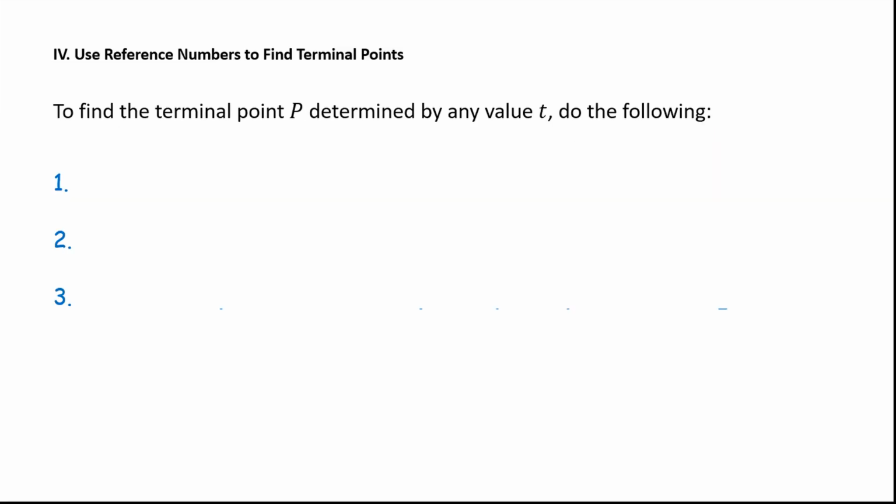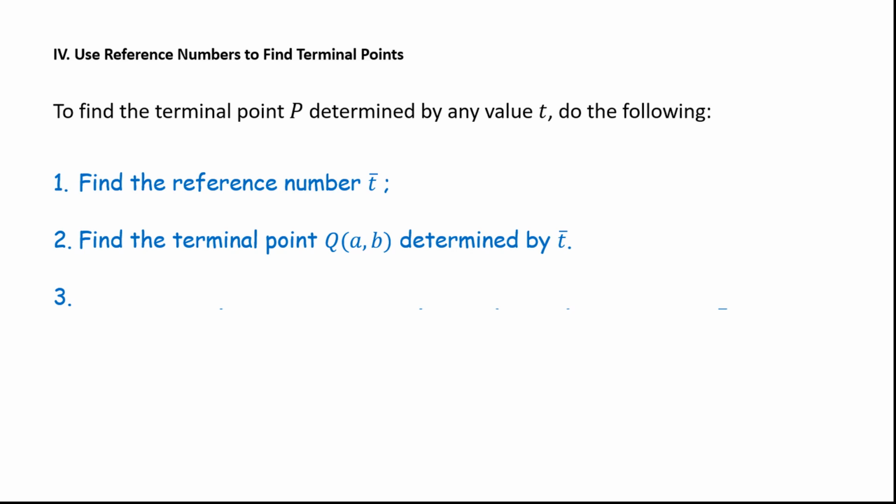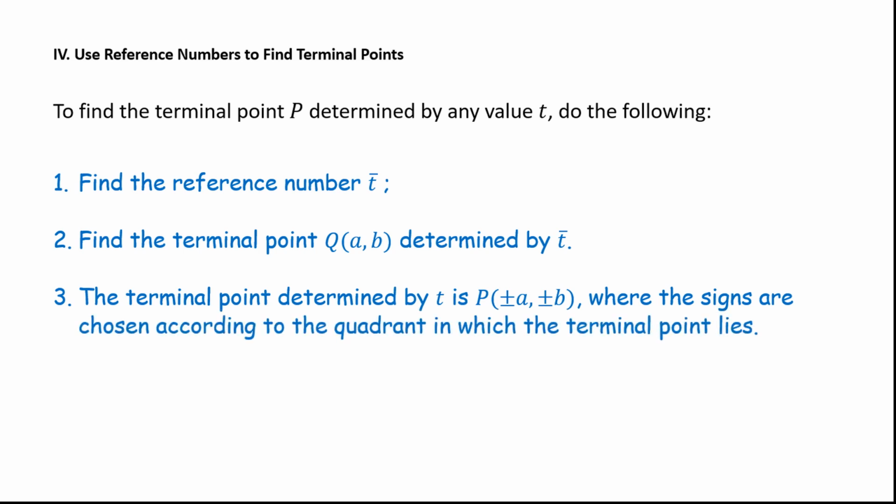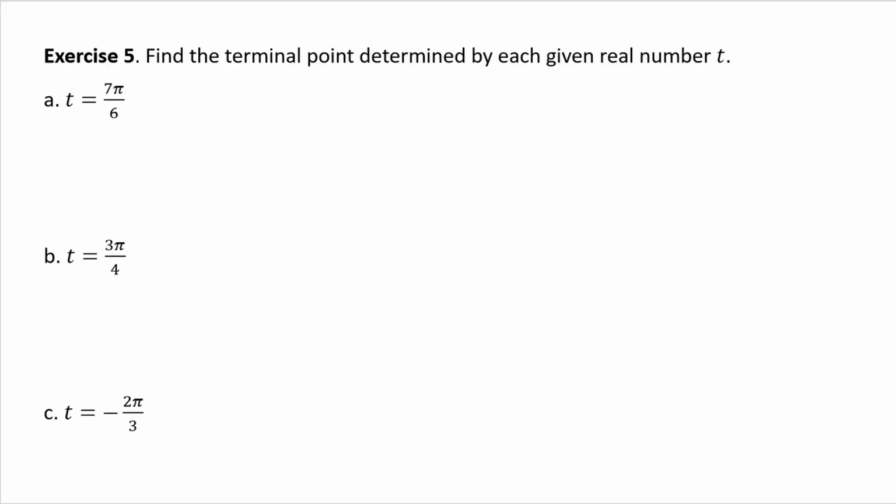4. Use reference numbers to find terminal points. To find the terminal point P determined by any value t, do the following. 1. Find the reference number, denoted t bar. 2. Find the terminal point Q, ordered pair (a, b), determined by the reference number. And 3. The terminal point determined by t is the ordered pair (plus or minus a, plus or minus b), where the signs are chosen according to the quadrant in which the terminal point lies.